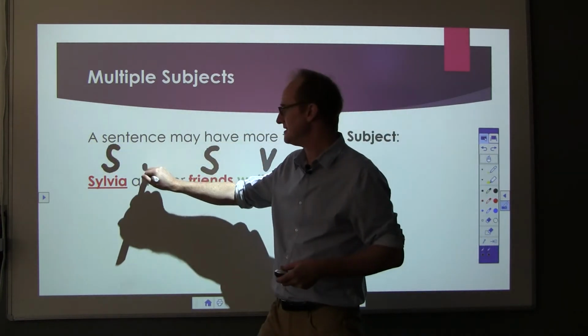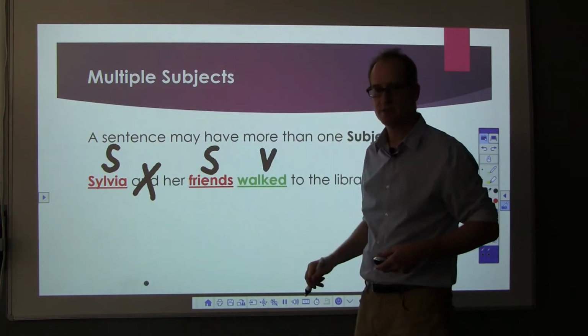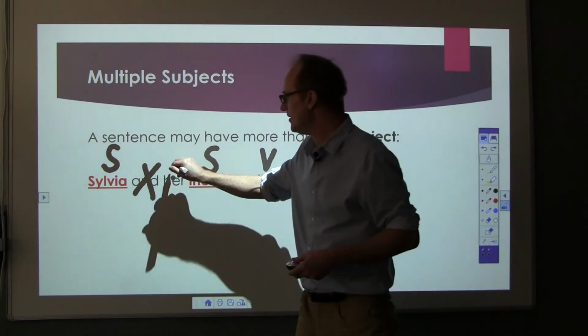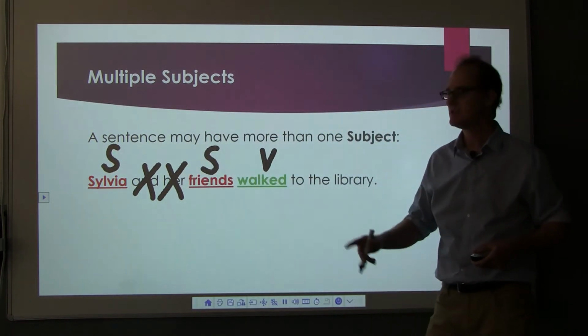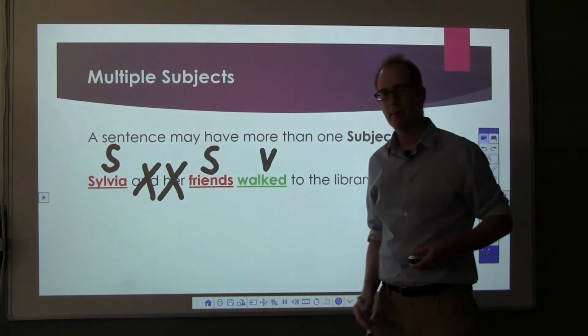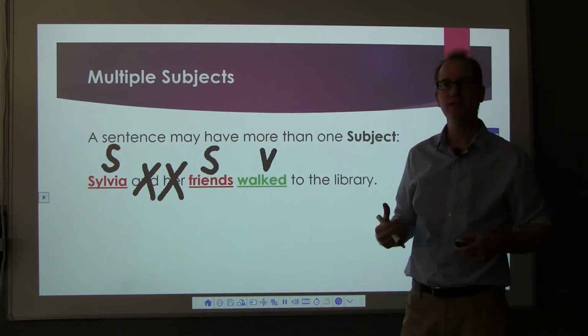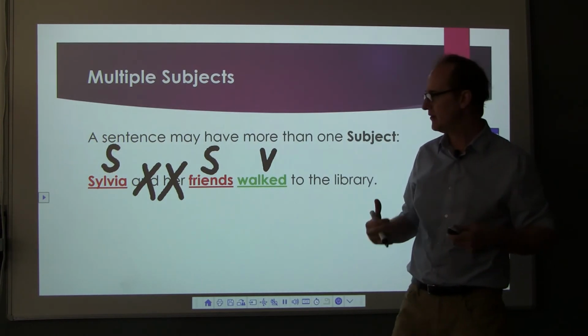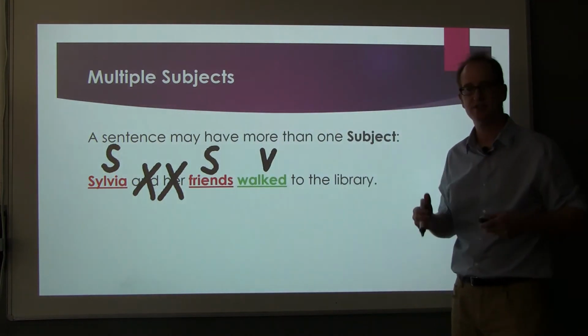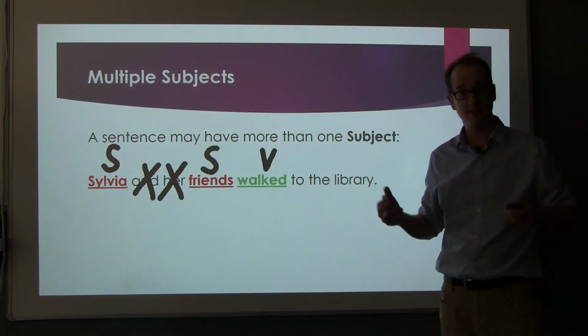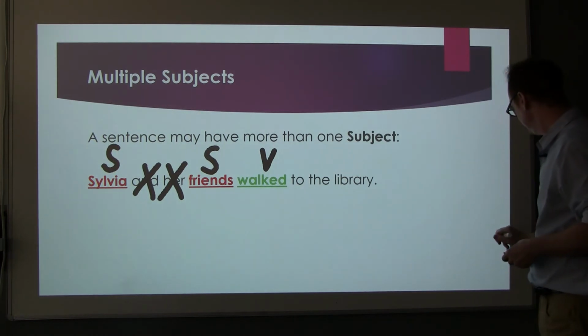Note that and is a conjunction, so it's not part of the subject. And her is really a modifier because it describes the friends, her friends. So we can eliminate that as well. Remember that a subject can only be a noun or a pronoun. In this case, we have two nouns. But multiple subjects occurs in some sentences.